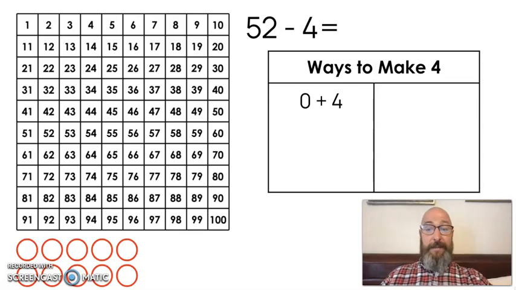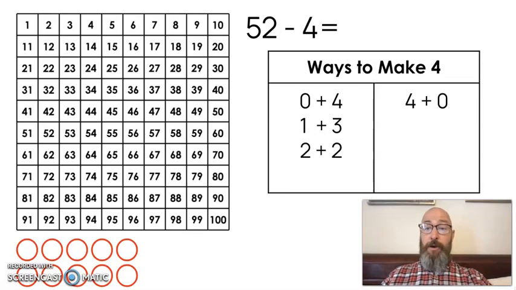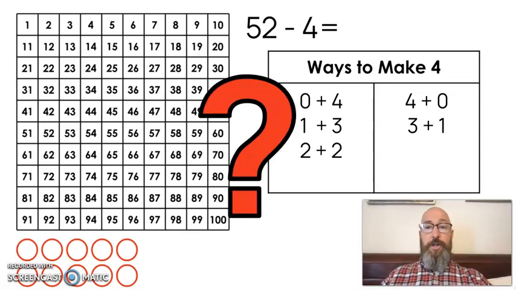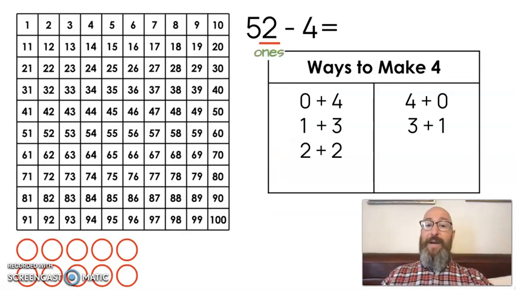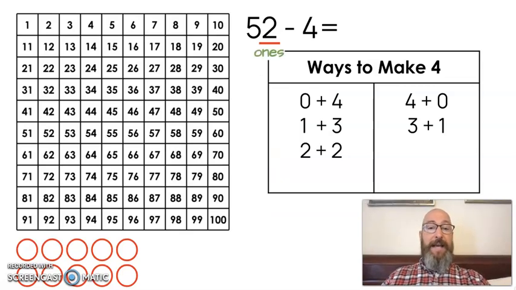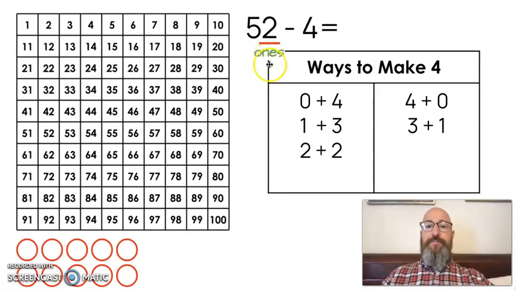You should have 0 plus 4, 1 plus 4, 2 plus 2, 4 plus 0, 3 plus 1. And so we do have lots of ways to make 4. So which one do I pick? If you remember from last time, we looked at the ones place. And in this question, in the minuend, we have a 2 in the ones place, which means we're going to be looking for the one that starts with 2, and we can find it right here. So we see right here we have 2 plus 2. Starts with a 2, so we know that's going to be one that works for us.